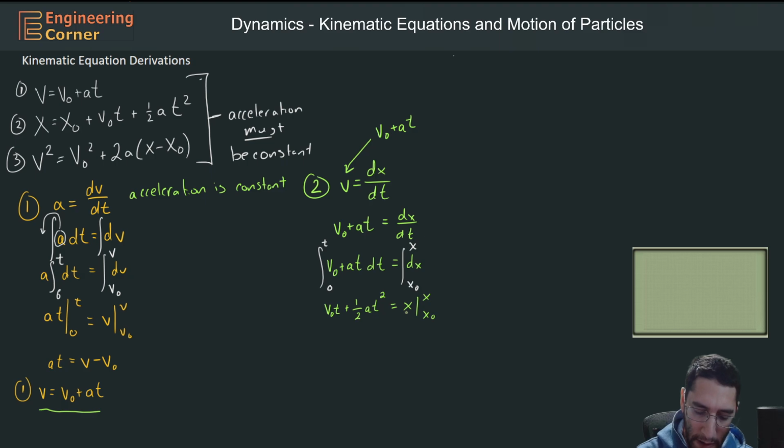So when I do the right side, what I'll get is v naught t plus 1/2 a t squared is going to be equal to x minus x naught. If I rewrite this in terms of x, I'll get that x is equal to x naught plus v naught t plus 1/2 a t squared, and this should be what we have for equation 2.